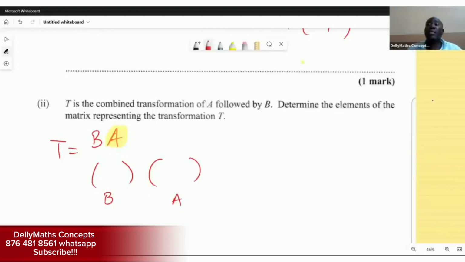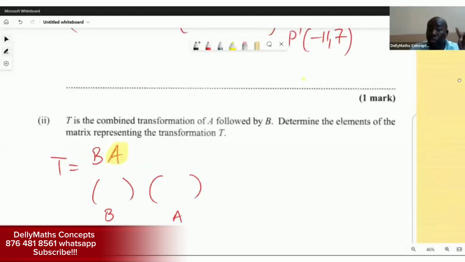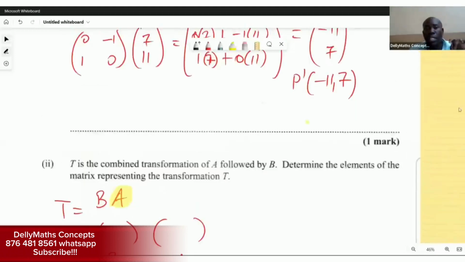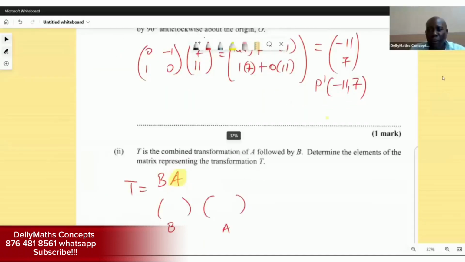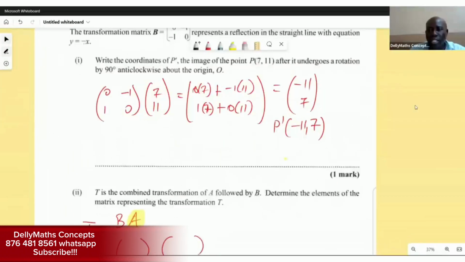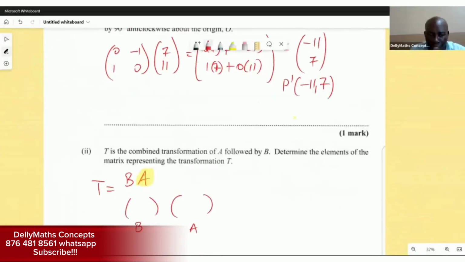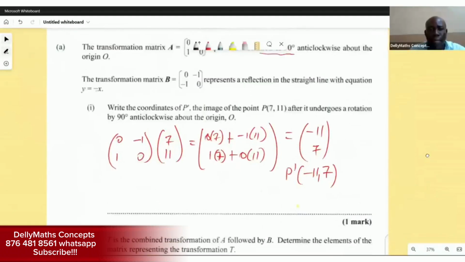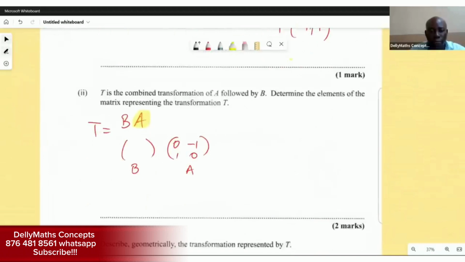Remember though, that matrix multiplication is not commutative. So if you put the A to the left and the B to the right, it's not going to be good for you. So let us write them. I'm writing my A matrix 0, -1, 1, 0. And then I'm writing my B matrix, which is 0, -1, -1, 0.